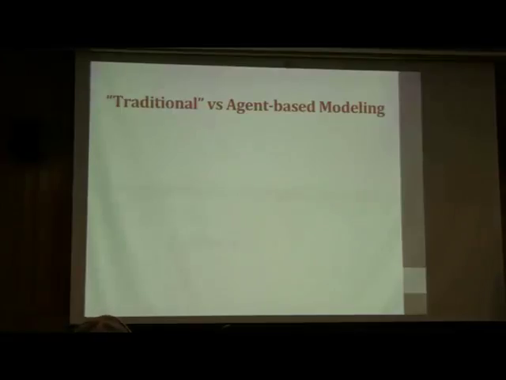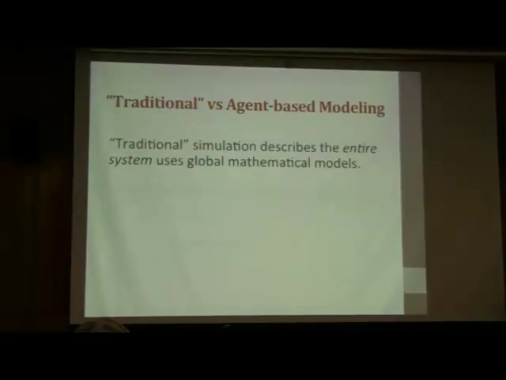What I might call traditional simulation attempts to describe some entire system using global mathematical models. These mathematical descriptions or systems of equations describe the system as a whole. In particular, they may describe, typically in discrete time steps, what the system will look like at the next time step as a function of what it looks like at the current time step. So again, the big idea here is that the mathematical models describe the system as a whole.